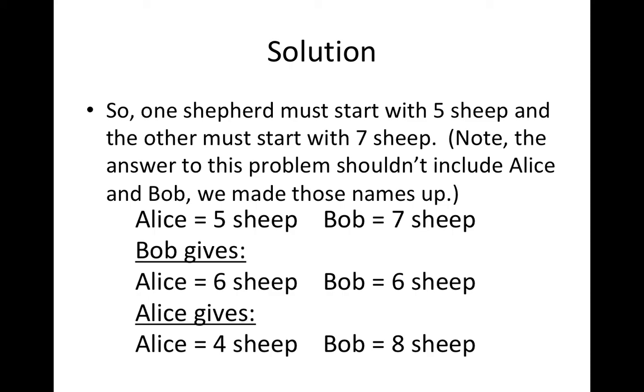Notice the answer to this problem doesn't have Alice and Bob in it because we introduced those to the problem, right? We should go back to the original question, which just asked how many sheep must each shepherd have? The answer to that question is one has 5 and the other has 7.